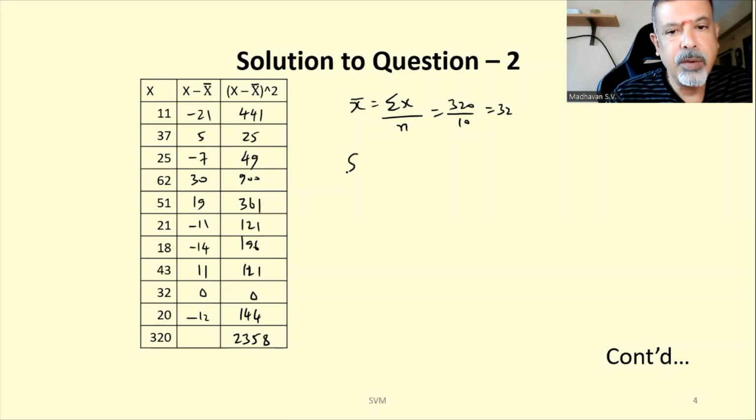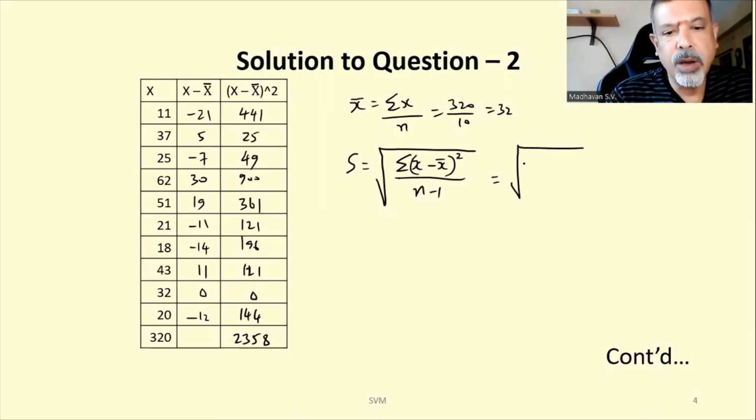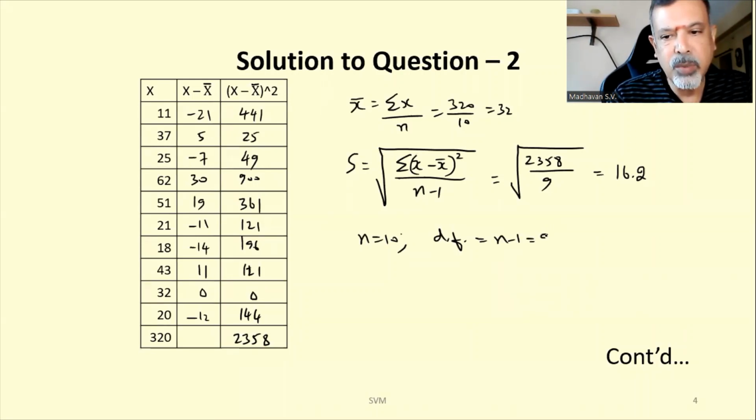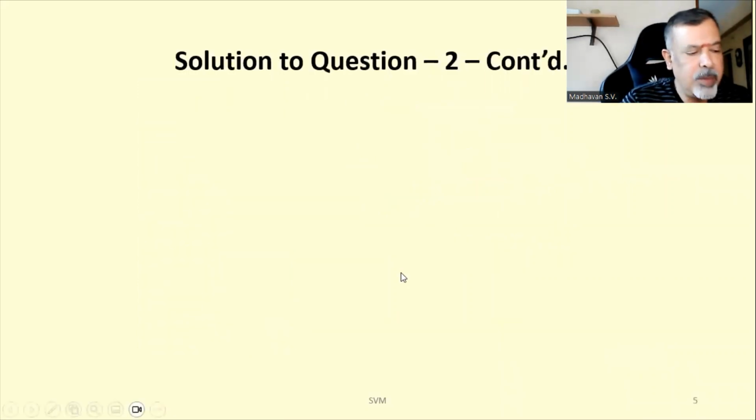Therefore, our S will be the square root of summation x minus x bar squared divided by n minus 1, which is the square root of 2358 divided by 10 minus 1, which is 9. If we evaluate that, we get the value as 16.2. Our n is 10, which means our degrees of freedom, n minus 1, becomes 10 minus 1, so it is 9. Based on this, now let us go to the confidence limits.